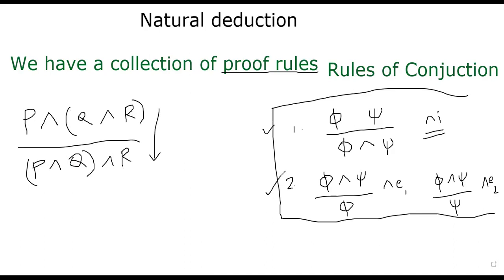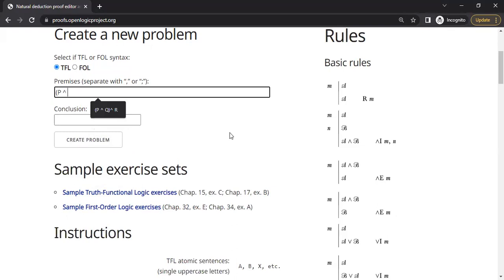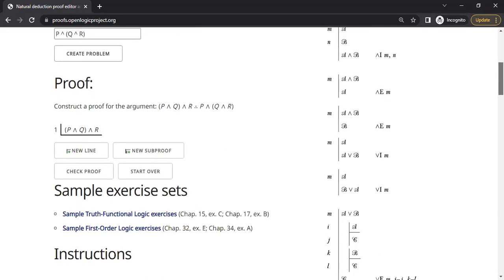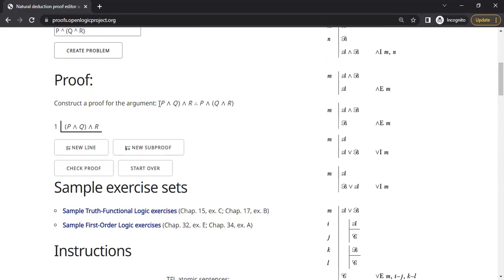Okay, or you can deduce one from another. Let us prove that (P and Q) and R is the same as P and (Q and R). We will follow the proof rules one by one to construct the proof. So this is our hypothesis.